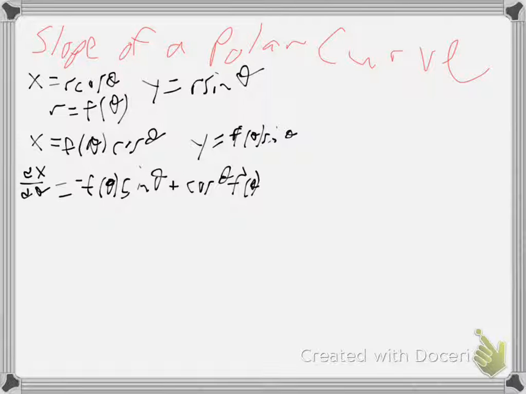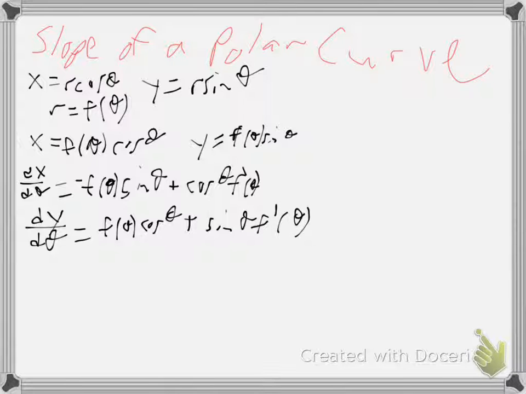Alright, now let's go with dy d theta, sorry. dy d theta equals, well, we have f of theta times the derivative of sine theta, so that's f of theta cosine theta, plus sine of theta times the derivative of f of theta, which is sine of theta, f prime of theta.